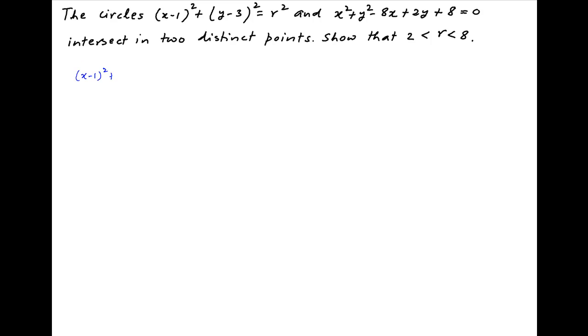The equation of the first circle is (x − 1)² + (y − 3)² = r². Therefore, the coordinates of the center of the circle are (1, 3) and the radius is equal to r.